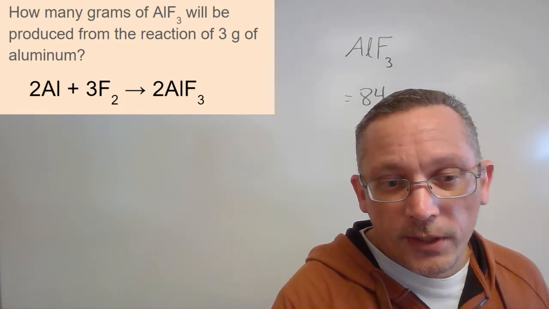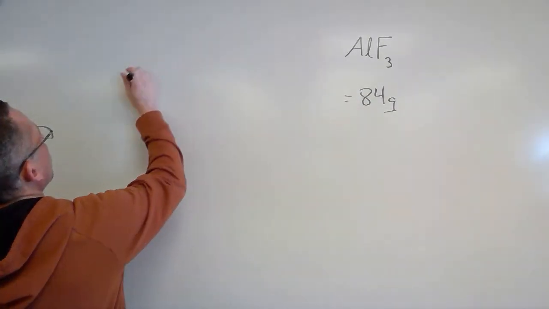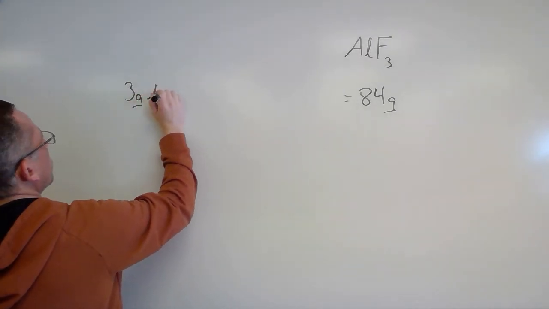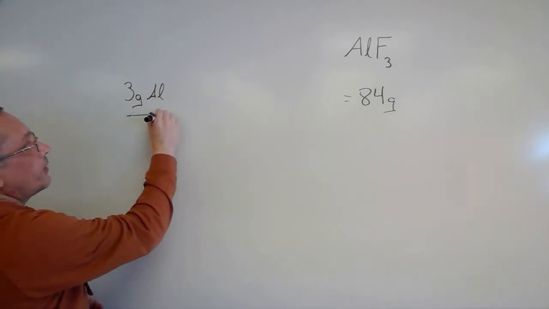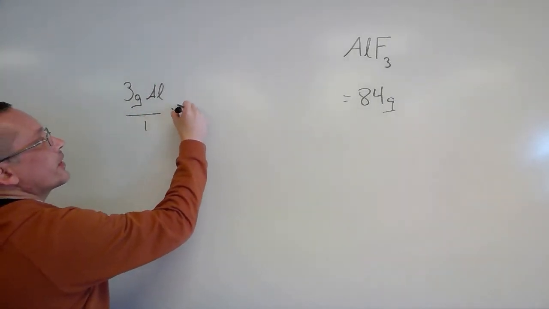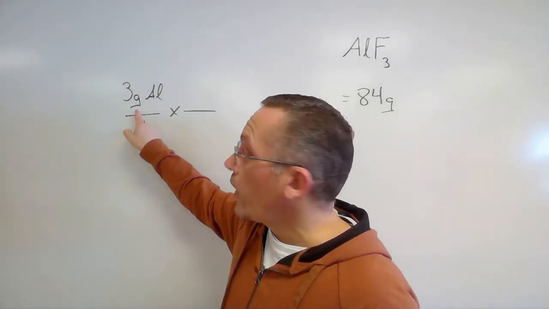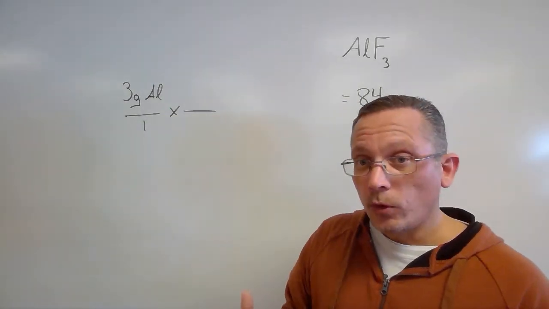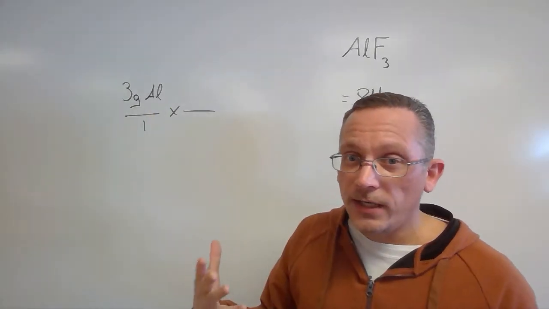Okay, so what I'm going to do is I'm going to start with three grams of aluminum, and I'm going to write 1 in the denominator. Okay, I'm going to put times. I'm going to set up another fraction bar. Okay, now because I have grams, what I'm going to do is I'm going to go to the periodic table and I'm going to look up the molar mass for the substance. Okay, and it's just aluminum, so I don't have to add anything up.